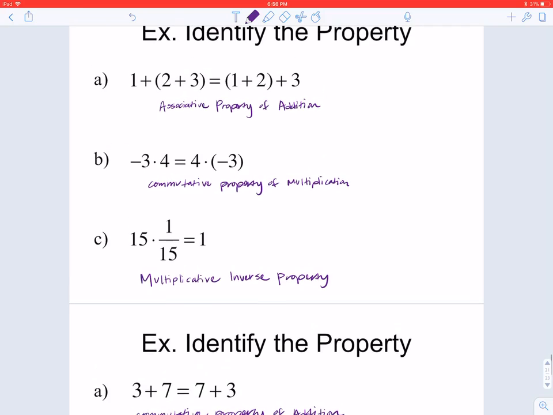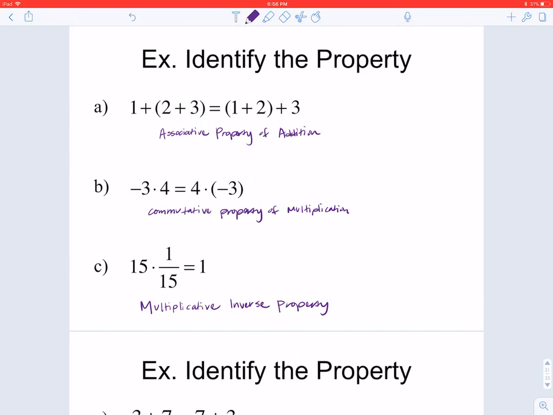Okay, so for your homework, you will be practicing identifying what property is being demonstrated, but then also practicing being given the property and one side of the equality, saying what the other side of the equality would be.